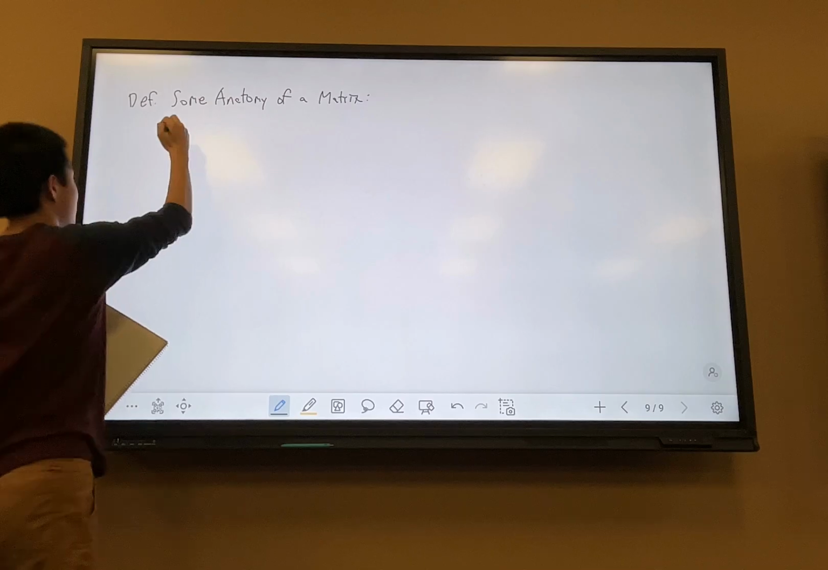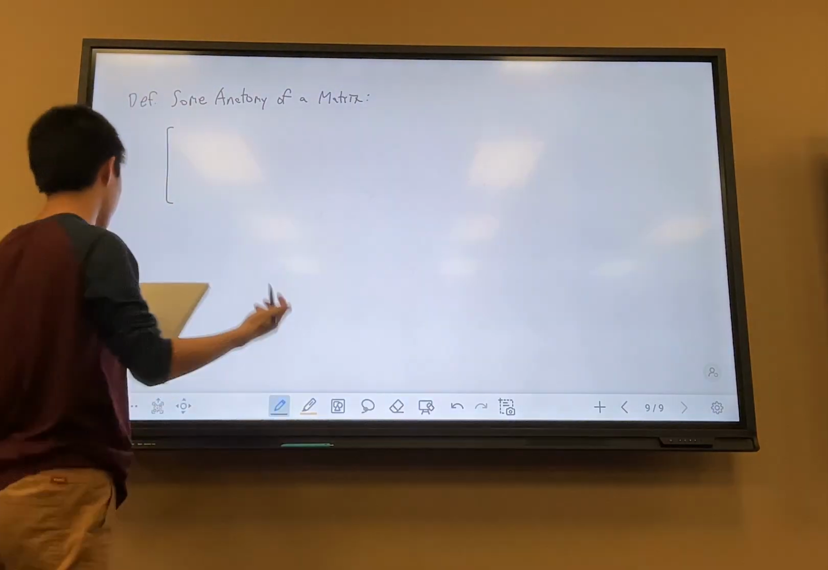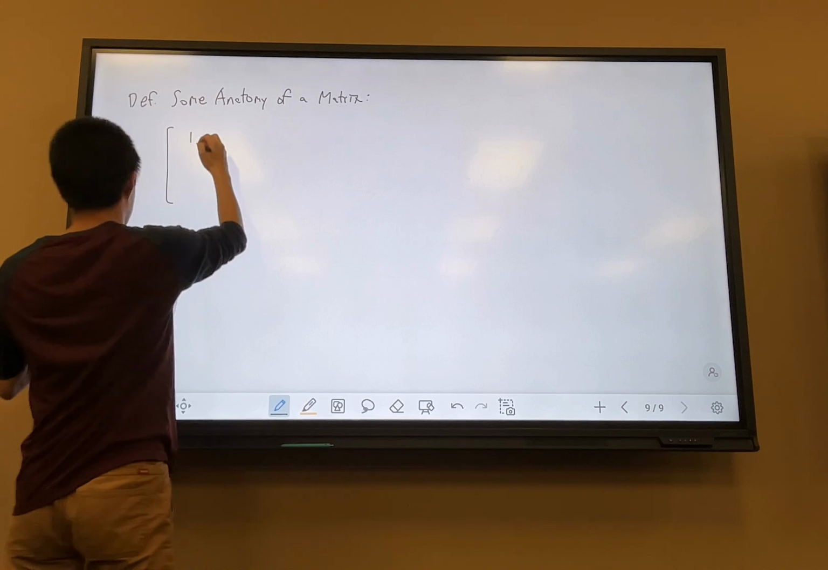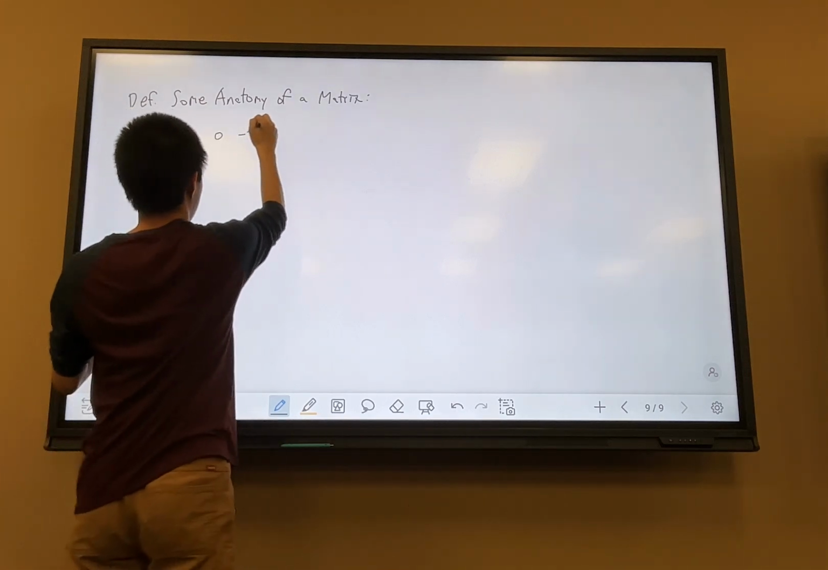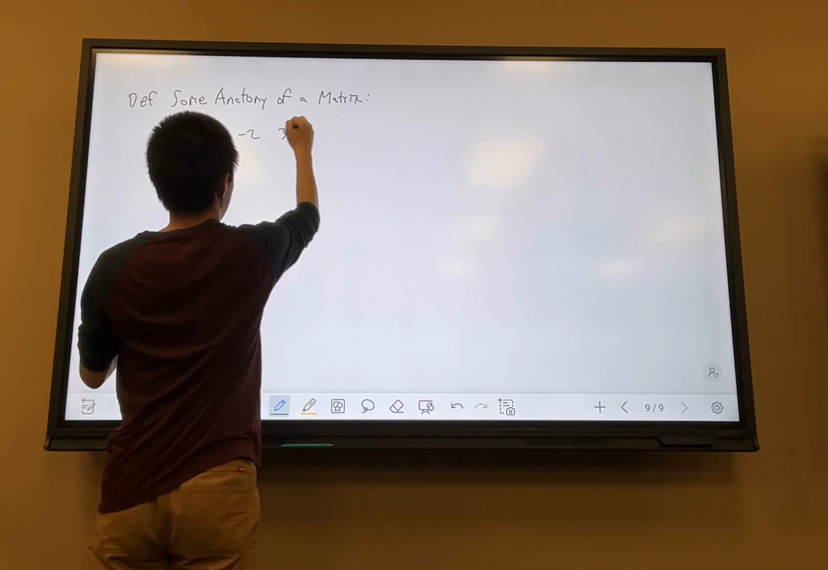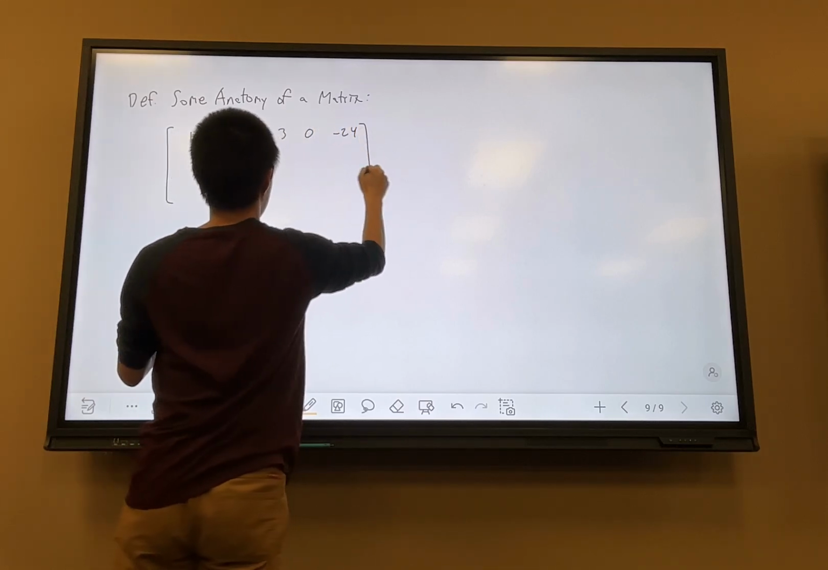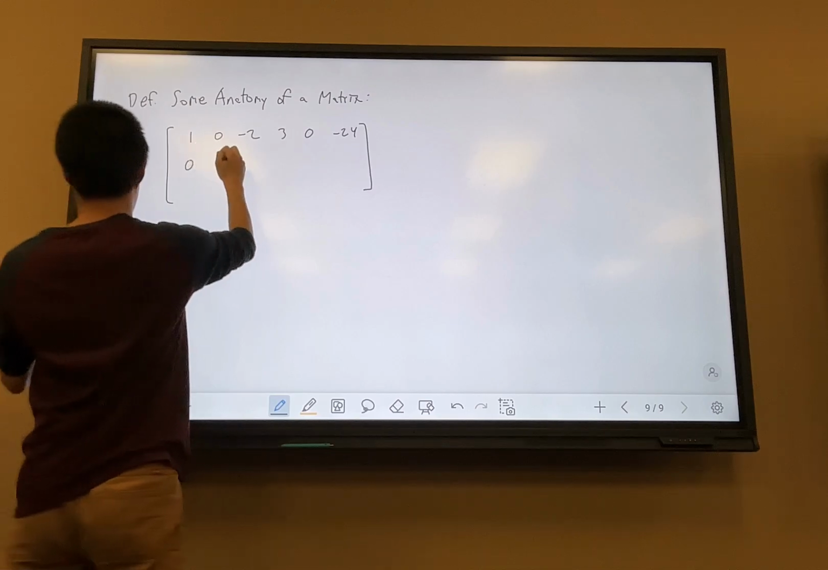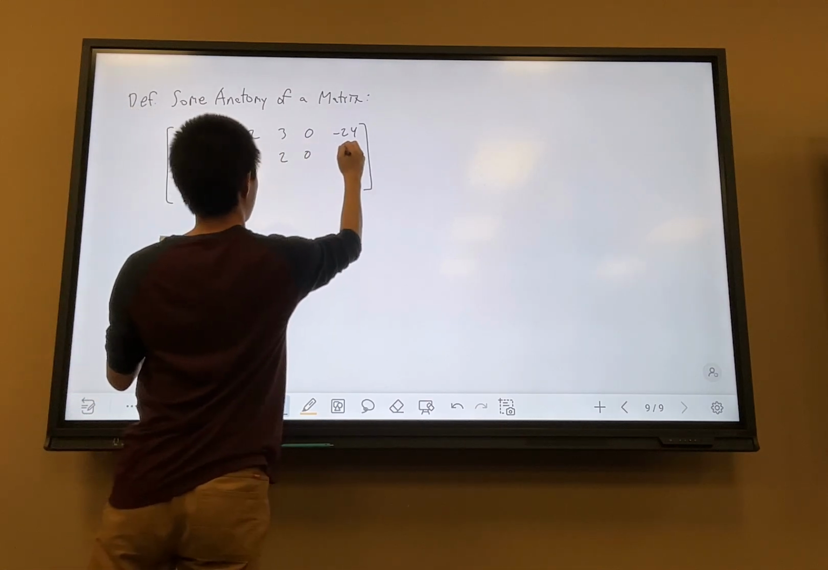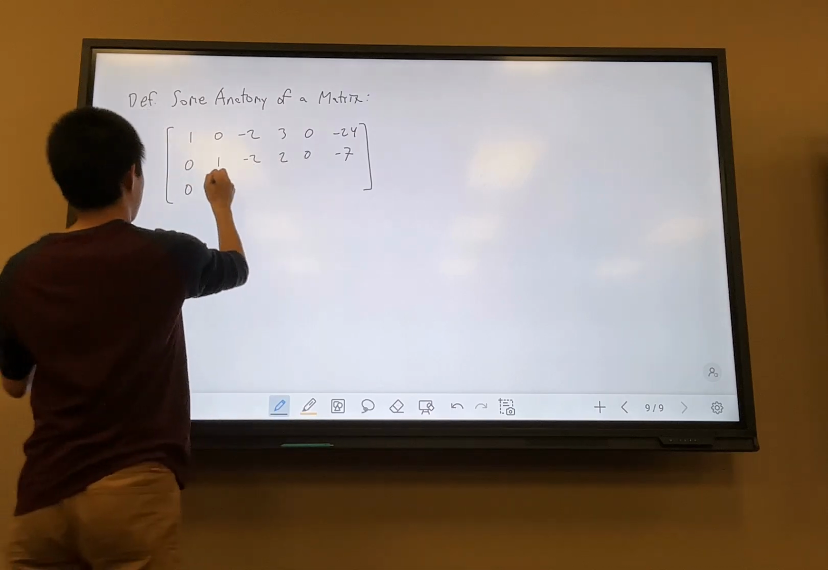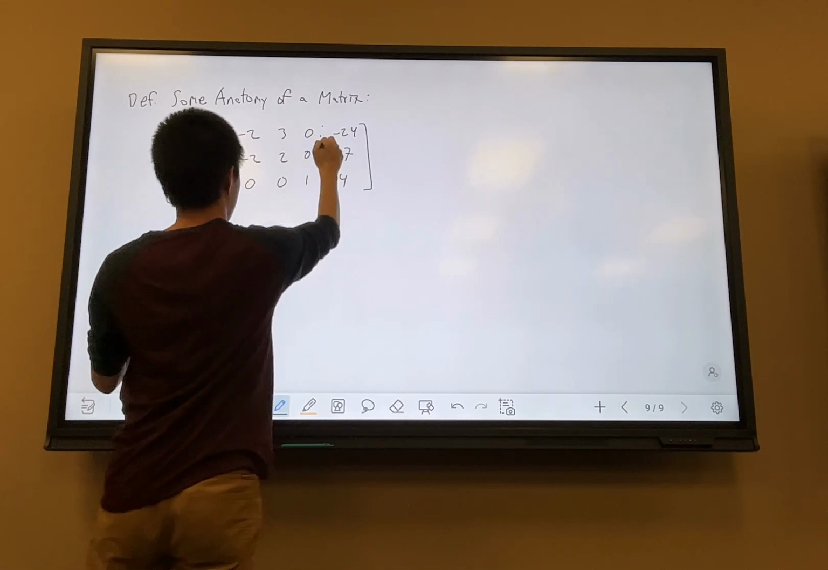So let's take actually the row reduced echelon form that we just did in class. So we have, let's see, 1, 0, minus 2, 3, 0, minus 24, 0, 1, minus 2, 2, 0, minus 7, 0, 0, 0, 0, 1, 4. Okay.